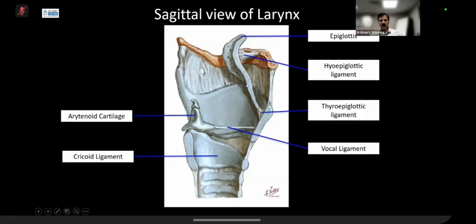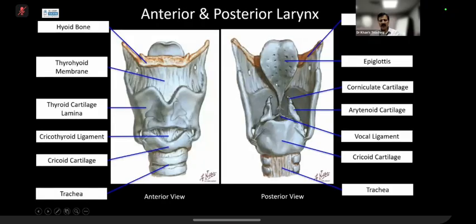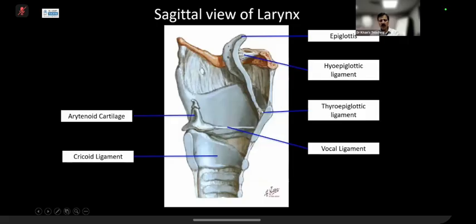Key points to remember: it gives you a leaf-like appearance. There is a free edge here, which is projecting into the oropharynx airway. And this one is the petiole. It is attached to the thyroid cartilage. Another landmark for us is the hyoepiglottic ligament. This is the hyoid bone, this is the epiglottis, and this is the hyoepiglottic ligament.